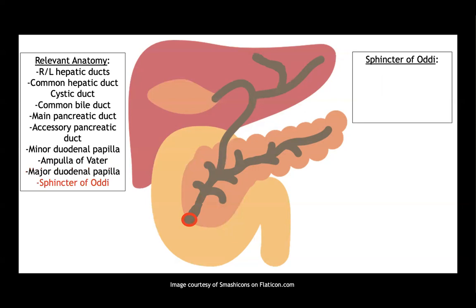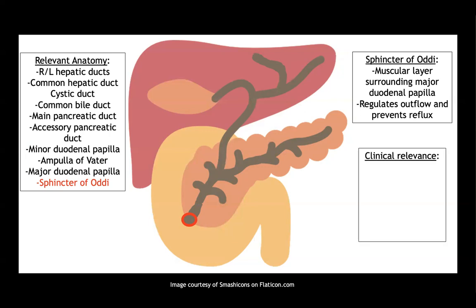duct. And you have to remember that there's something called the sphincter of Oddi, which is a muscular layer surrounding that major duodenal papilla. And this can regulate outflow depending on whether it's constricted or relaxed.